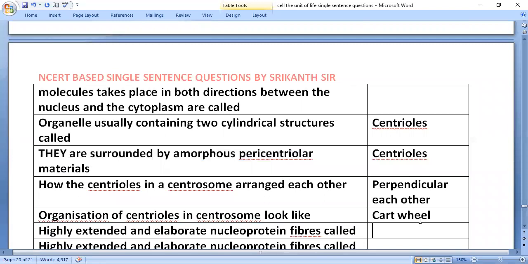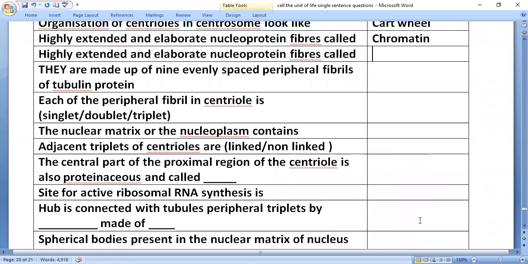Highly extended, elaborate nucleoprotein fibers are called chromatin.